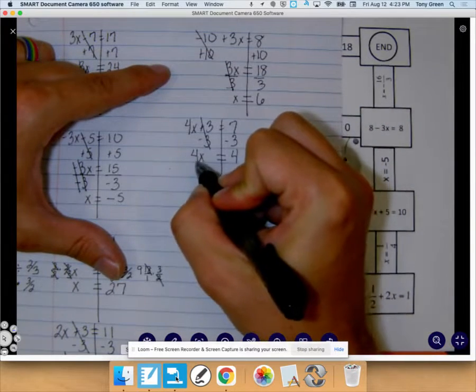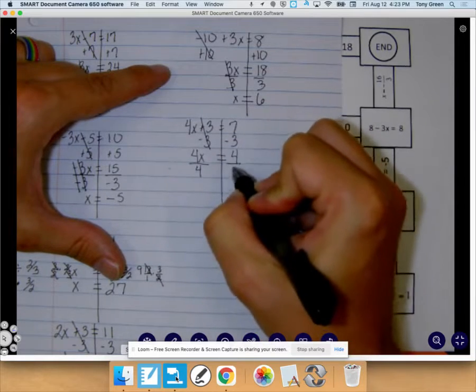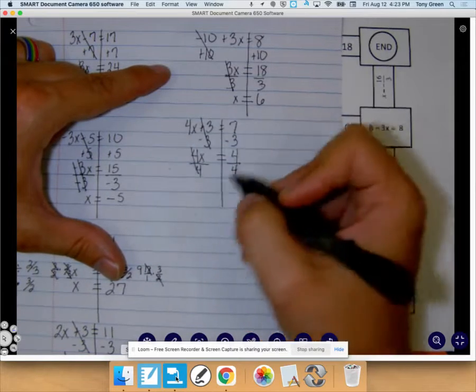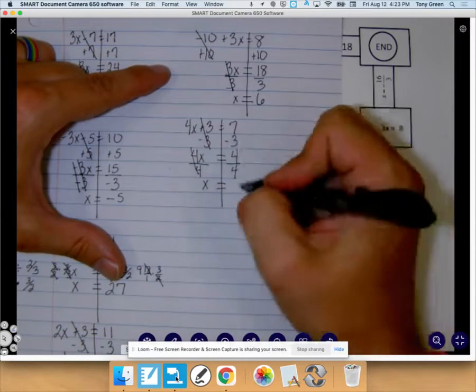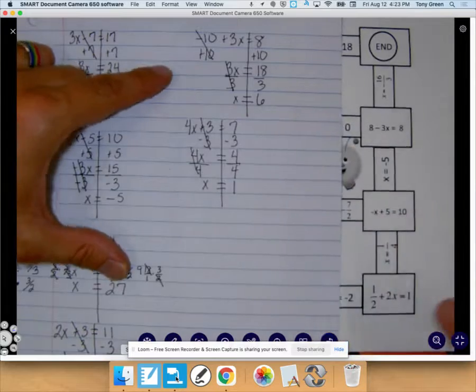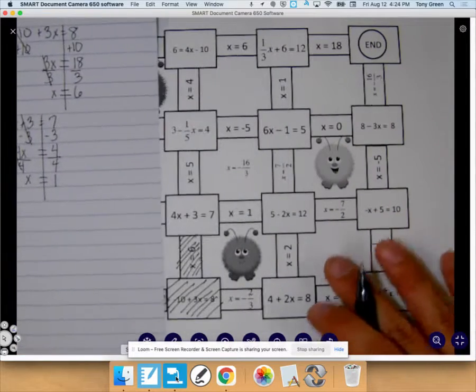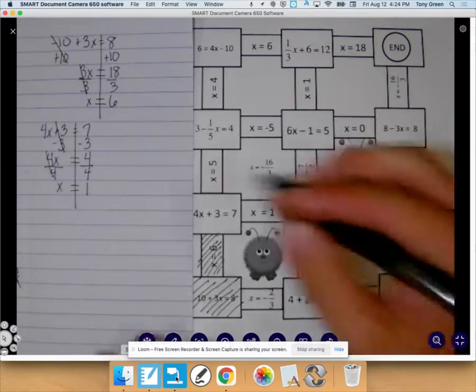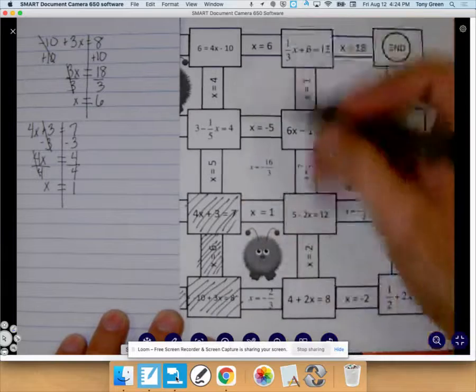Now x times 4, we're going to do the opposite. Opposite of times is divide. 4 divided by 4 on both sides. The 4's cancel out. That's 1. X equals 4 divided by 4 is 1. So x equals 1. So finish this equation. See, said we're not going up. We turned.